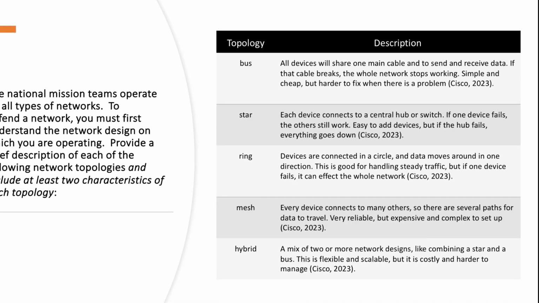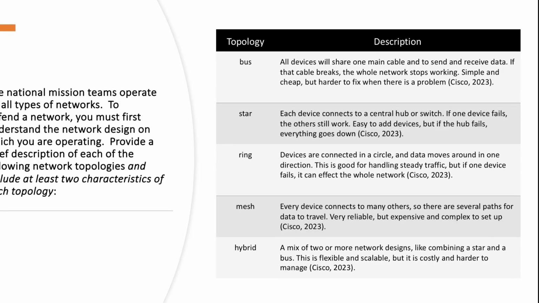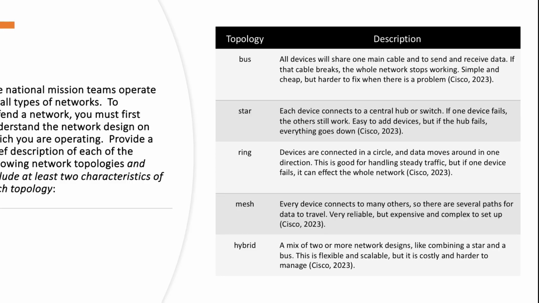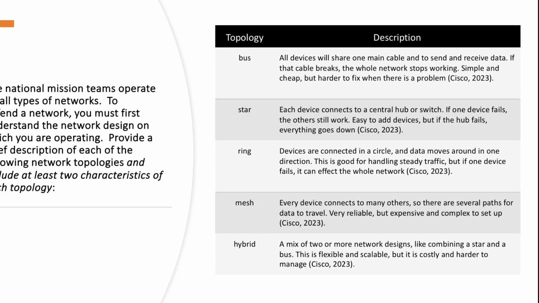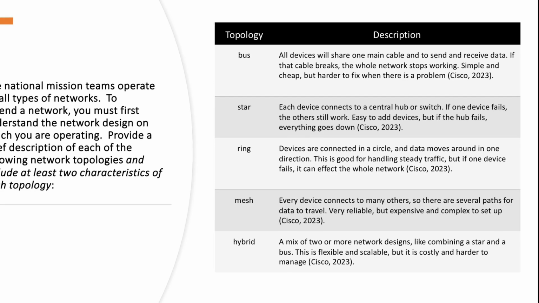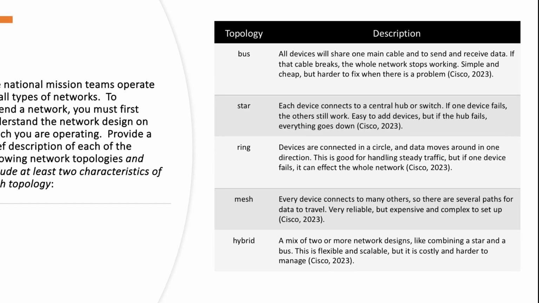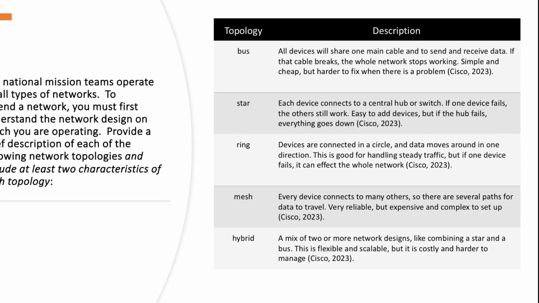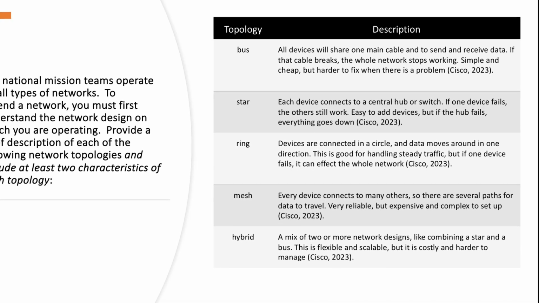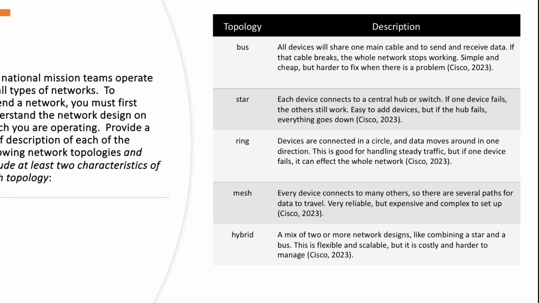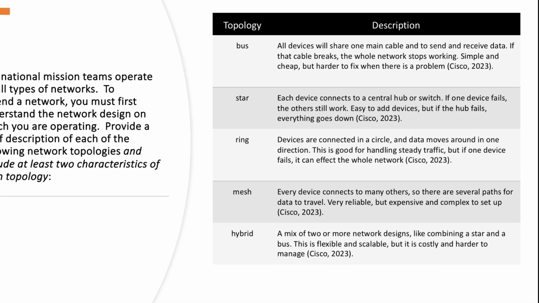Star topology, each device connects to a central hub or switch. This is easy to add or remove devices, but if the hub fails, the whole network will go down. With ring topology, the devices are connected in a circle, like a ring, and data moves one direction around the loop. It handles steady traffic well, but if one breaks, the whole network will break.